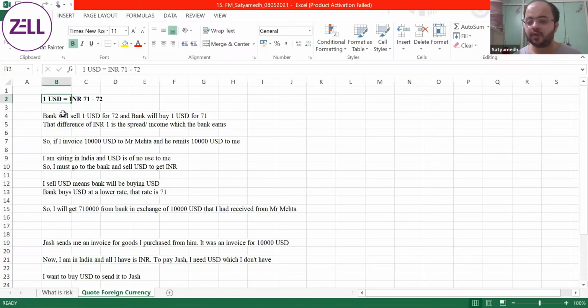If I say phone, it will be understood very easily. Consider that this is a phone, it's not a dollar, it's a phone. Bank buys a phone at 71 and bank sells the same phone at 72. That in short is how a foreign exchange rate is quoted.